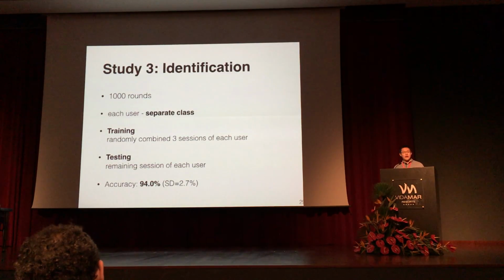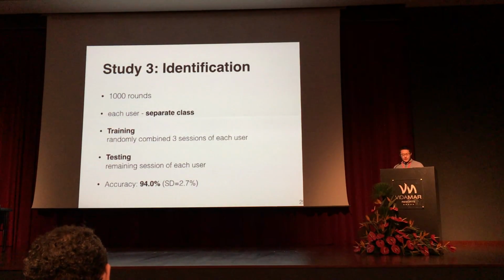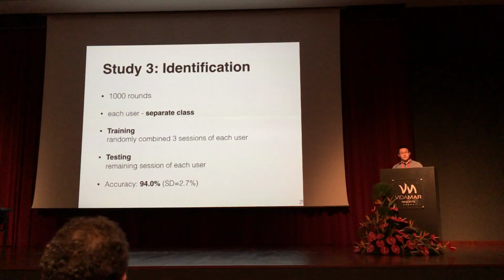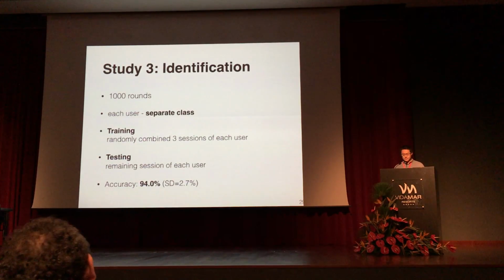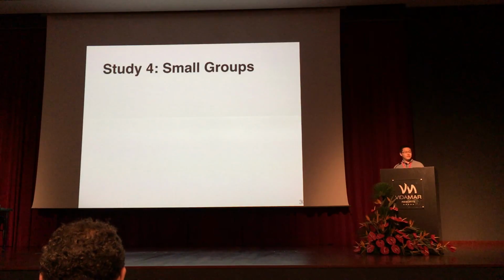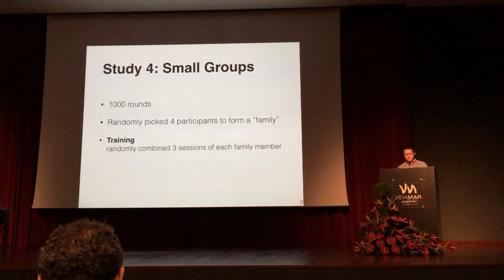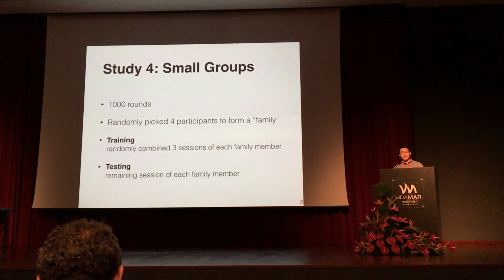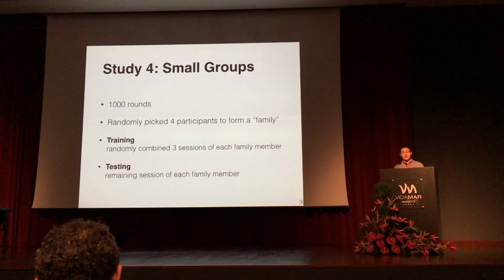This accuracy is not high enough for identification for a large group, for example, 20 users, so we were wondering whether it might be useful for smaller groups, for example, a family. So we conducted a post hoc experiment simulating family units of size 4. In each of the 1,000 rounds of simulation, we randomly picked 4 out of 20 participants to form a family and to construct an identification classifier for that family.